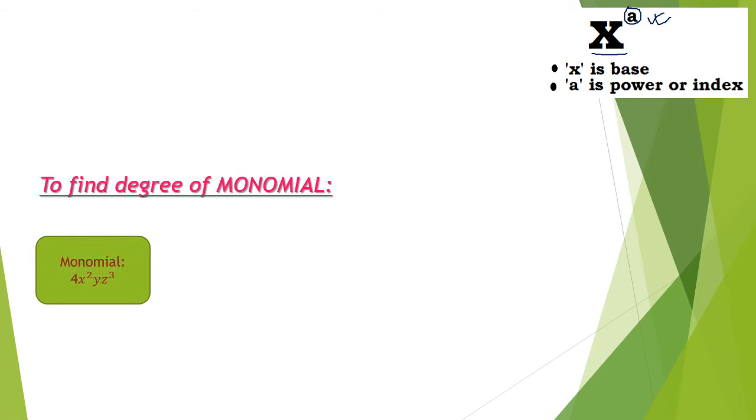This is a monomial, isn't it? It is 4 times x square y and z cube, and x is base, its power is 2, y is base, its power is 1, if there is nothing then it's 1, and z is base and its power is 3, isn't it? So we have to consider only base and their power. I think you are clear about the power. There is 2 for x, 1 for y and 3 for z.